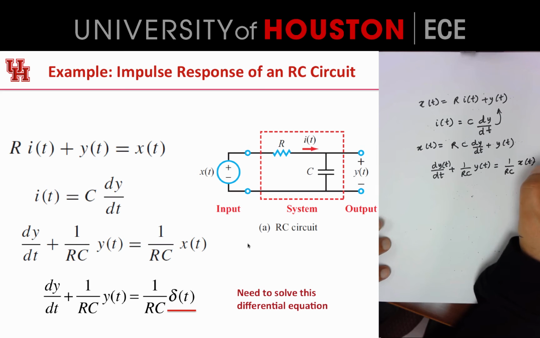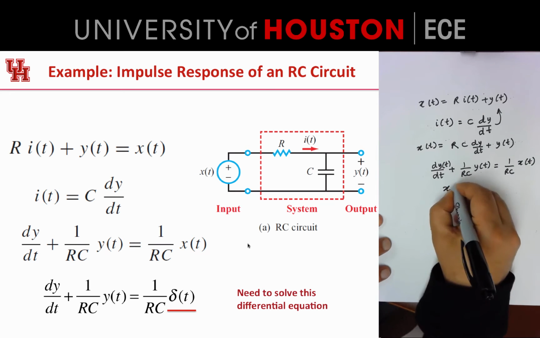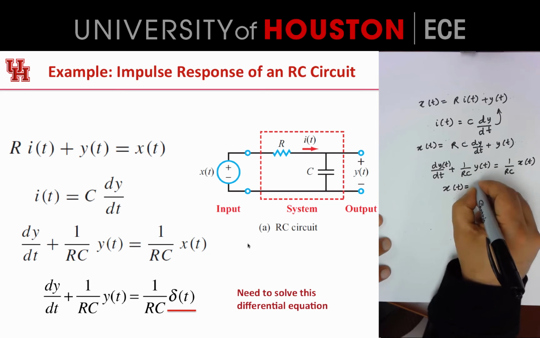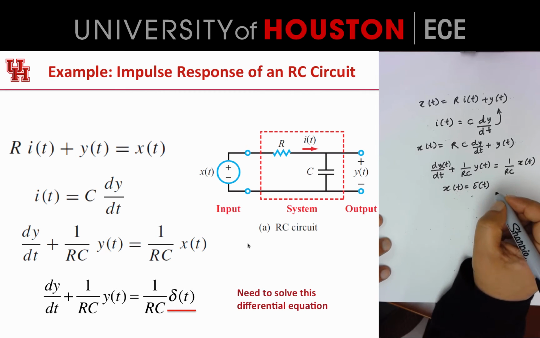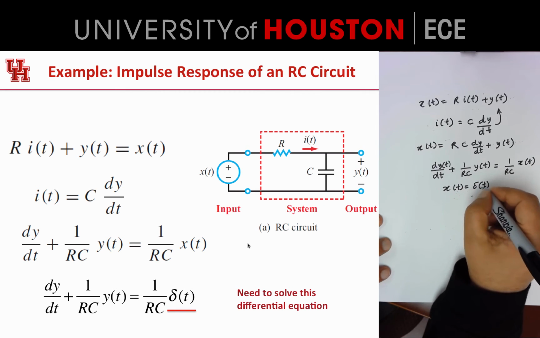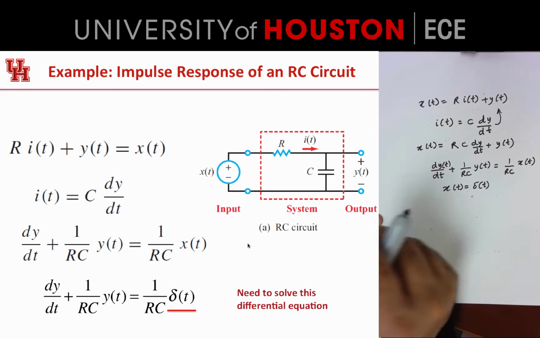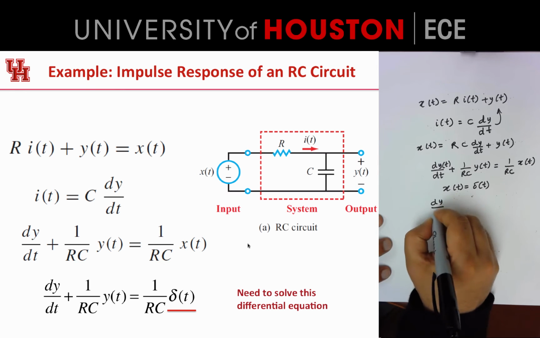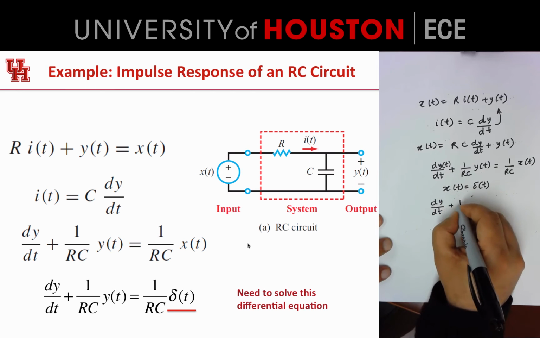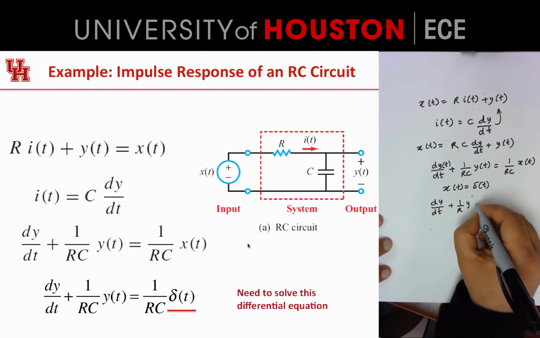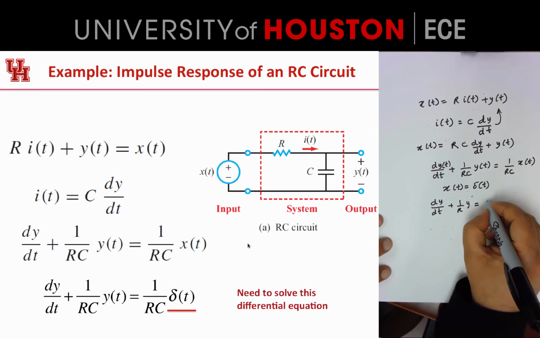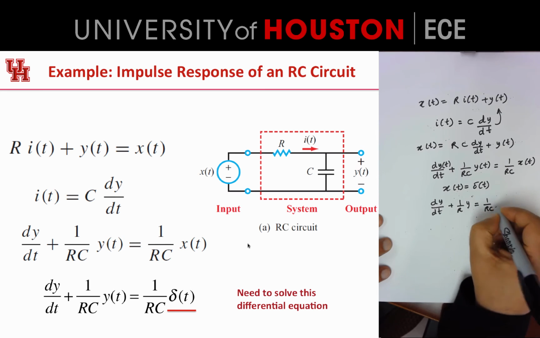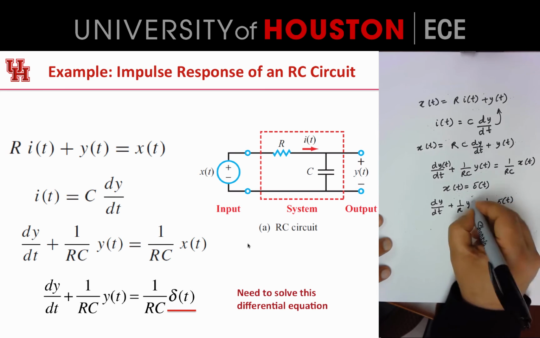Now, what I'm interested in is the special case when x of t is an impulse function, delta of t. This is what I'm interested in. So I can rewrite the formula as dy by dt plus 1 over RC y equals 1 over RC times delta of t.